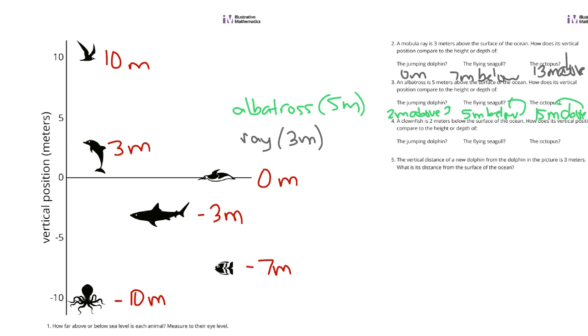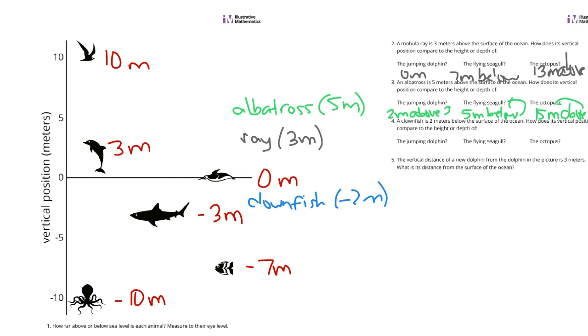And now we get to the clownfish. It's 2 meters below the surface of the ocean. And so let's get this clownfish going here. The clownfish is going to be at -2 meters, 2 meters below the ocean.